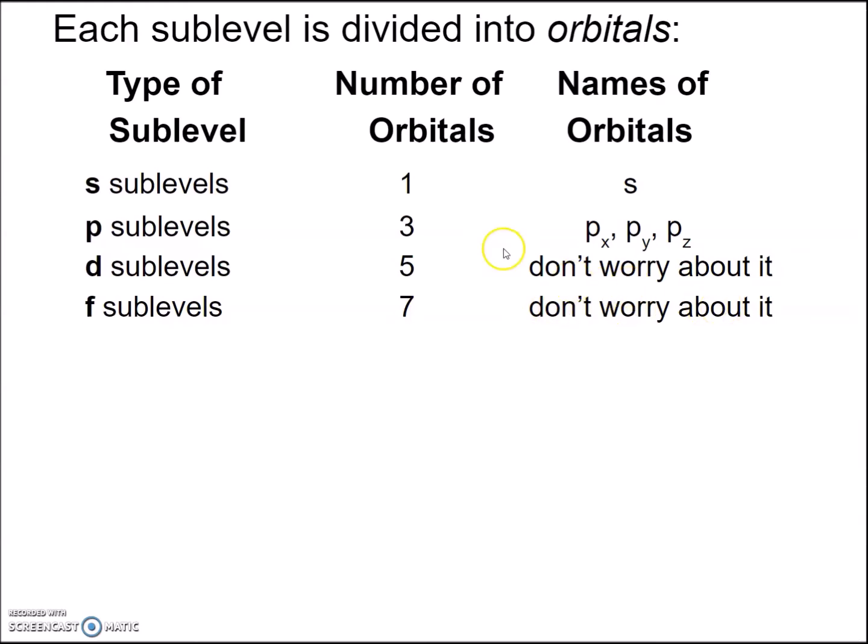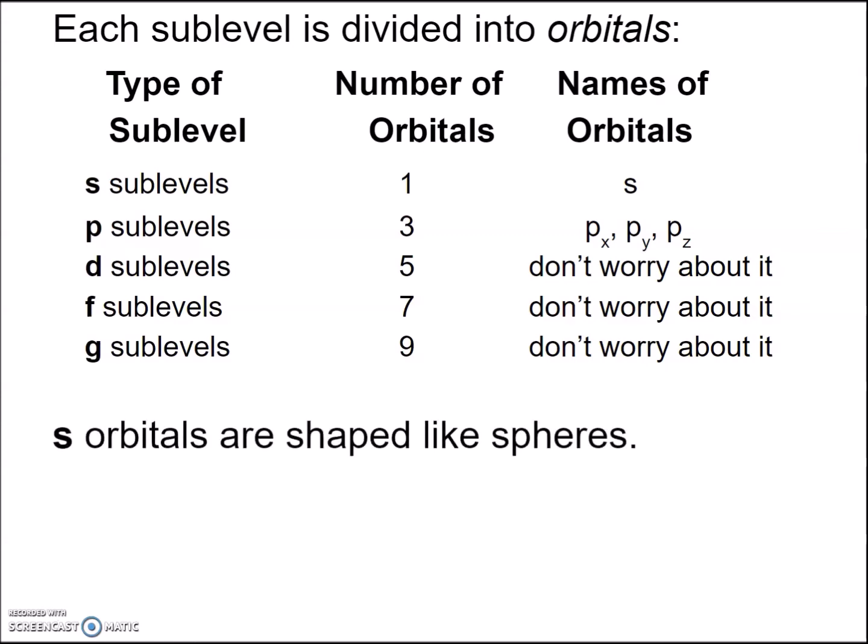Hey, look at the pattern. If you count by odd numbers here, 1, 3, 5, 7. If we had g sublevels, it would be the next odd number, 9, number of orbitals in it. Hey, there it is. G sublevel, 9 orbitals. It goes by the odd numbers.